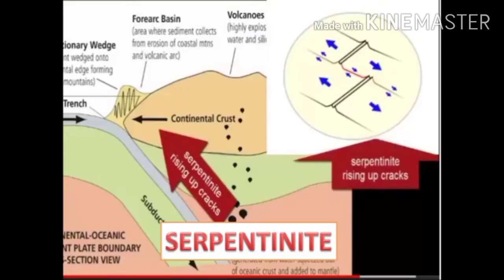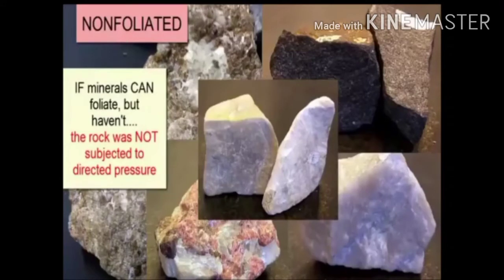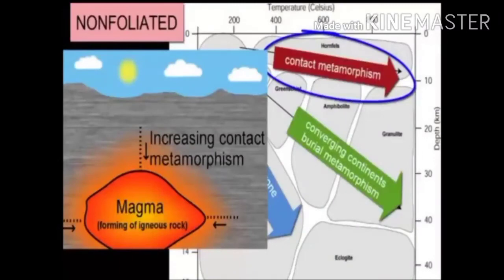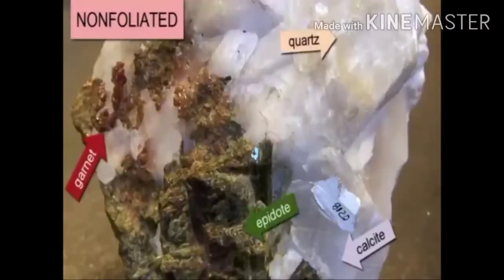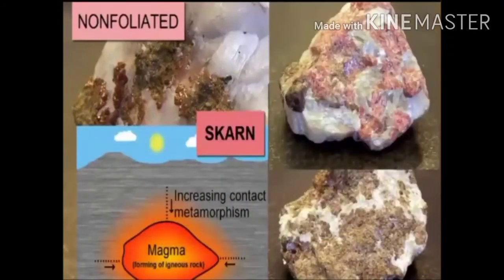And the serpentinite is in a weak foliation when it is rising up in the rocks. The non-foliated metamorphic rocks. If minerals can foliate but haven't, the rock was not subjected to directed pressure. Example of this is the skarn.